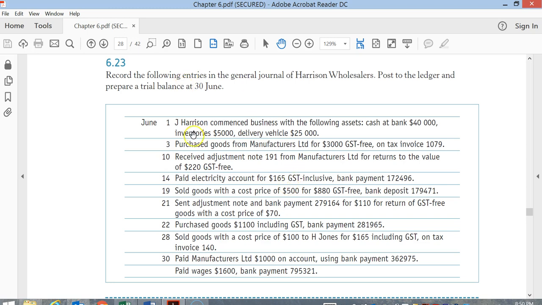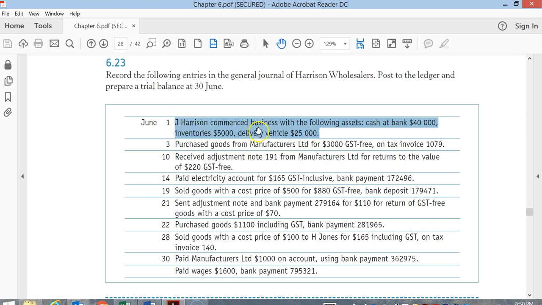Okay, so I've gone ahead and already done the journal entries, but I want to step through them, just to clarify any understanding. So our first journal entry: J. Harrison commences business with the following assets. This is a fairly straightforward journal entry, which we've done before. We identify the accounts involved. Debit cash at bank is an asset, it's increasing. Debit inventories 5,000, it's increasing. And debit motor vehicles 25,000, that is an increasing asset as well.